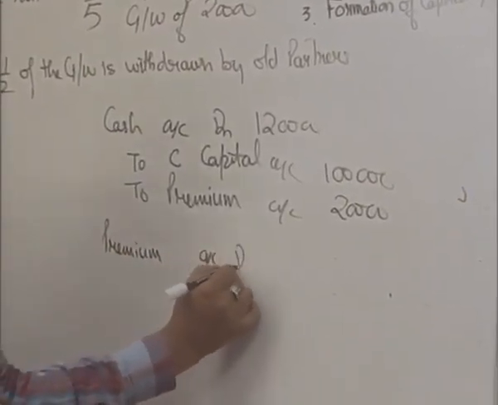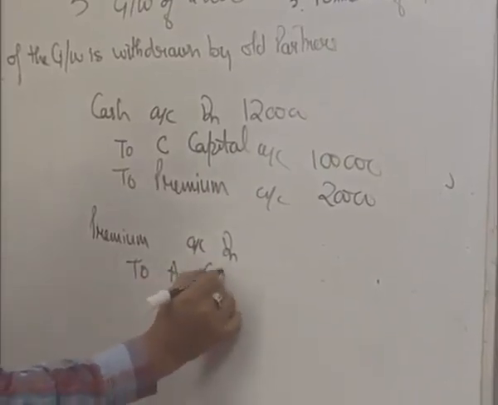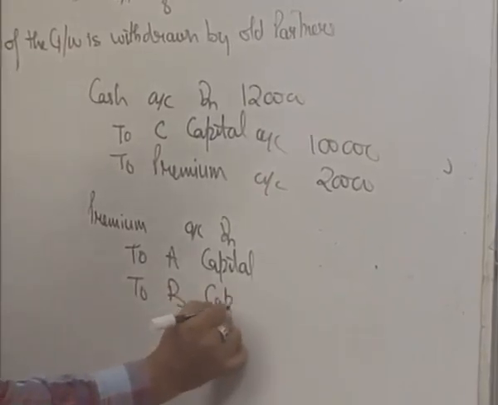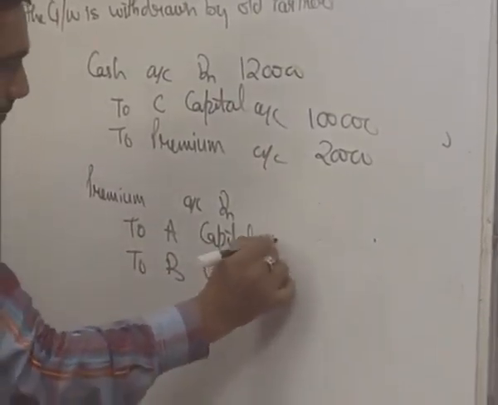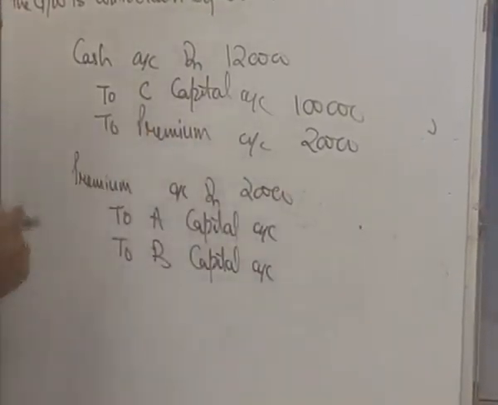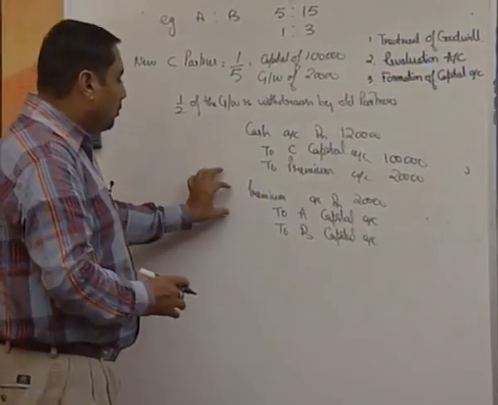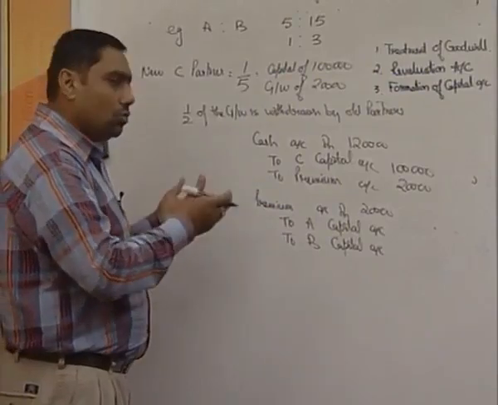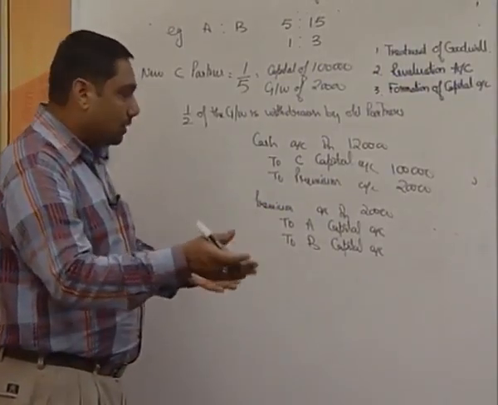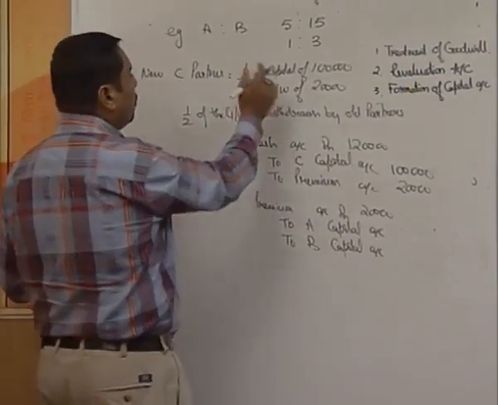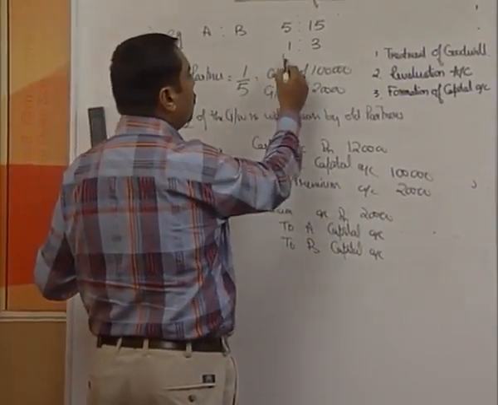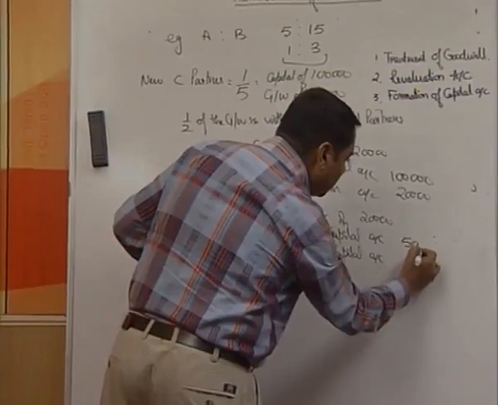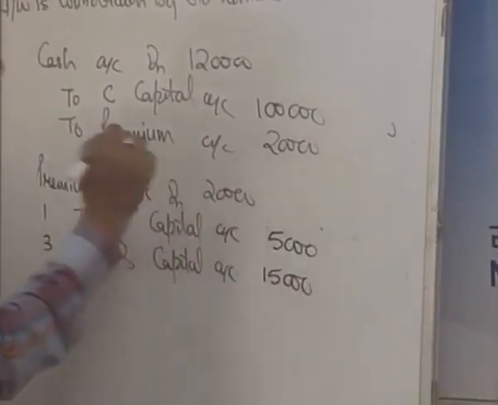It is premium account debit to A's capital and to B's capital. Now, again and again I am making you remember, always distribute the amount of premium in the sacrificing ratio. Calculate the sacrificing ratio. You know the formula very well: old ratio minus new ratio. So this 20,000 is going to be distributed. As nothing is mentioned in the question, the old ratio itself is going to be the sacrificing ratio, which is 1:3. So 5,000 rupees will be given to A and 15,000 rupees will be given to B.